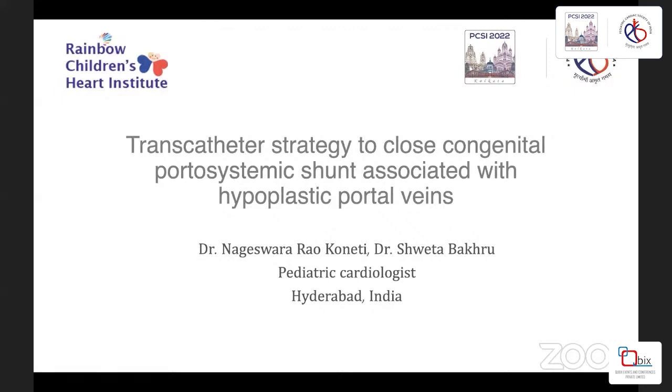I'm just going to show one case which we have done recently. This is a transcatheter closure of a congenital portosystemic shunt in the presence of very, very hypoplastic portal veins.